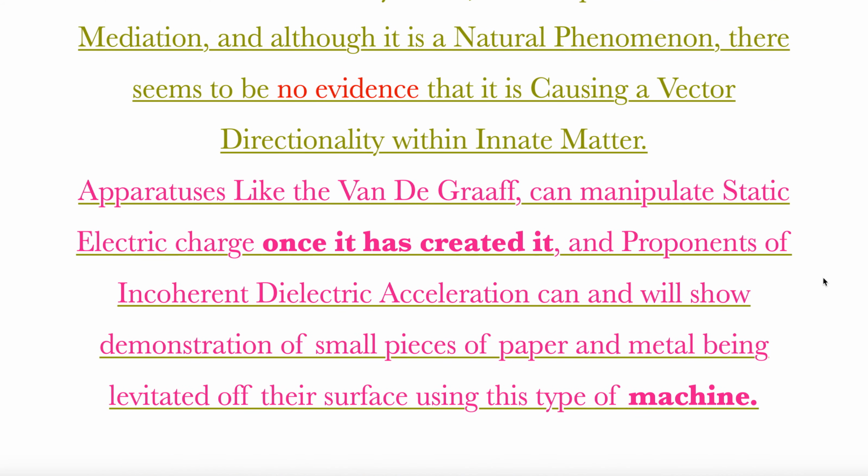Apparatuses like the Van de Graaff can manipulate static electric charge once it has created it. So that's the important part. It can manipulate it only after it has created it. And proponents of incoherent dielectric acceleration can and will show demonstrations of small pieces of paper and metal being levitated off their surface using this type of machine.